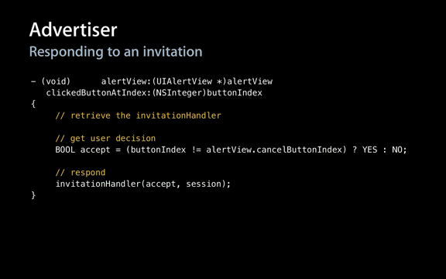Once the user taps on either accept or decline, you will be notified via a delegate method, alertView clickedButtonAtIndex. And what you want to do first is retrieve the invitation handler. Then you'll want to extract what the user's decision was, whether to accept or decline. And once you know that, you'll want to call the invitation handler, passing it the response first, and then the session object that you want to use for that invitation.